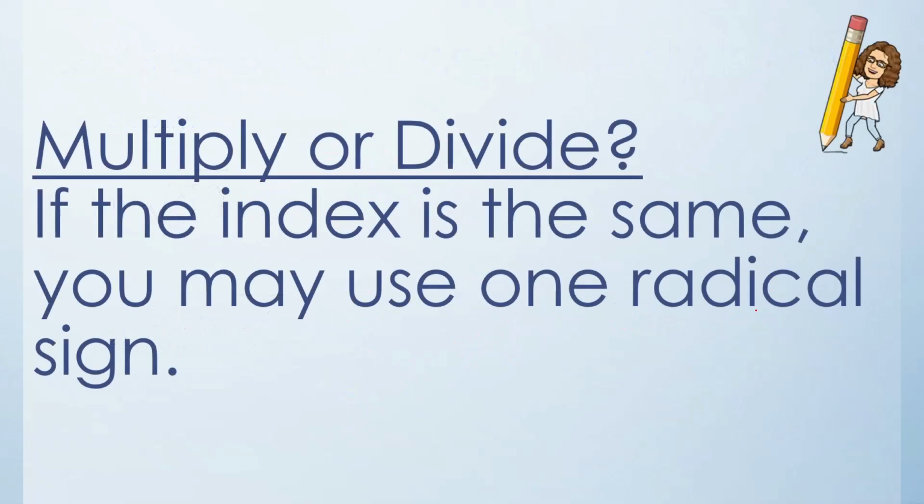What if you see a problem that requires you to multiply or divide? If you see that, things that we got to look for is we need to make sure the index is the same. That's the little number, remember, outside of the radical. If that's the case, we may create one radical sign and either multiply or divide that number.